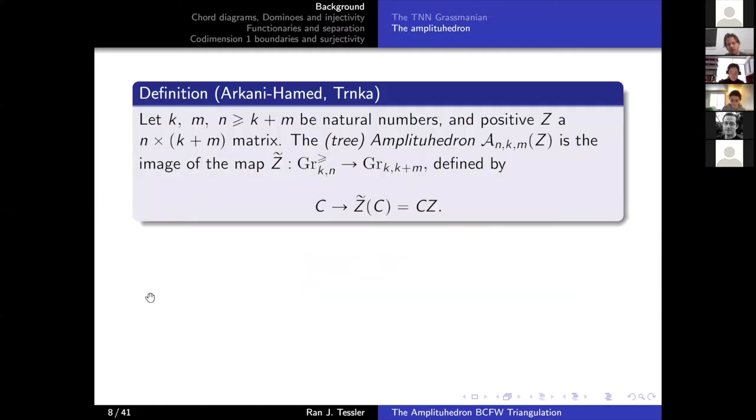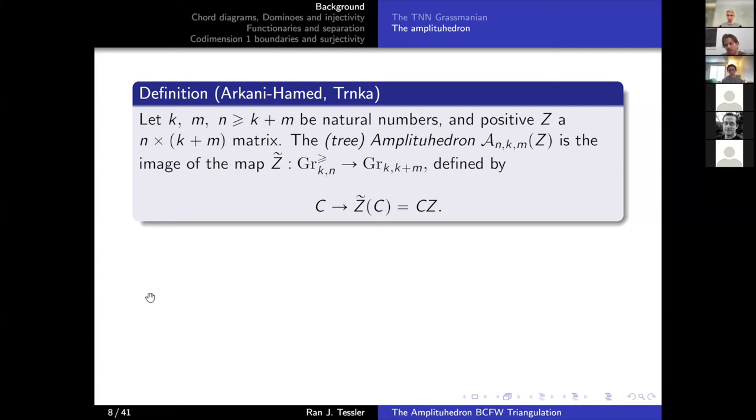So now let's move to the amplituhedron. By the way, I didn't say, but of course you may stop me for questions or for comments at any time. Okay, so the amplituhedron was defined by Arkani-Hamed and Trnka 8 or 9 years ago. It is defined as follows. Let k, m, and n be natural numbers so that n is at least k plus m. And let Z be a positive matrix of size n times (k plus m). By a positive matrix, I mean a matrix all of whose maximal minors are positive. The amplituhedron A_{n,k,m}(Z) is the image of the non-negative Grassmannian under the map defined by right multiplication with Z.